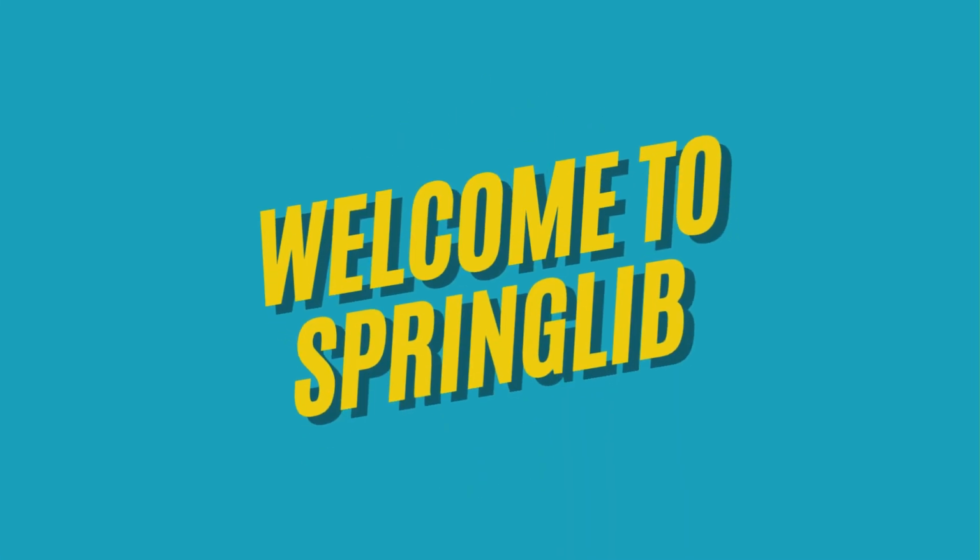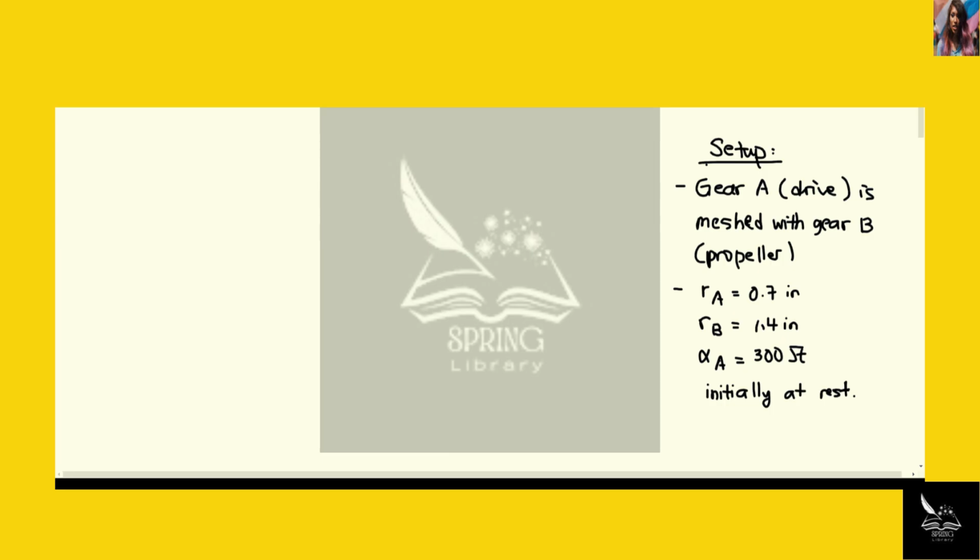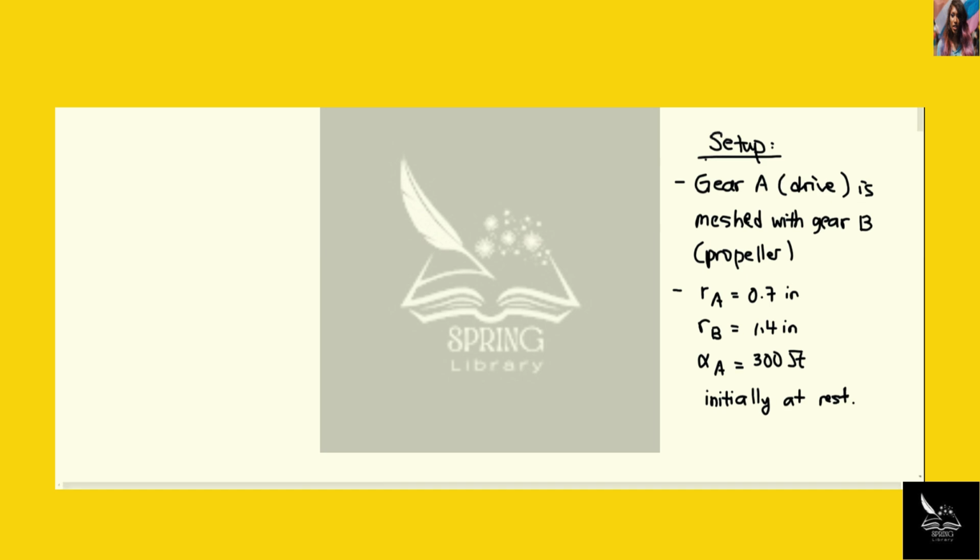Welcome to Spring LIB. This question is about an outboard motor. Inside the motor, gear A, which is connected to the drive shaft, is matched with gear B. Gear B is on the propeller. We are given that the radius of gear A is 0.7 inch, the radius of gear B is 1.4 inch, and the angular acceleration of gear A is 300 square root t.